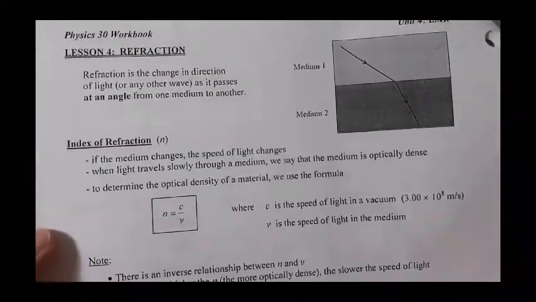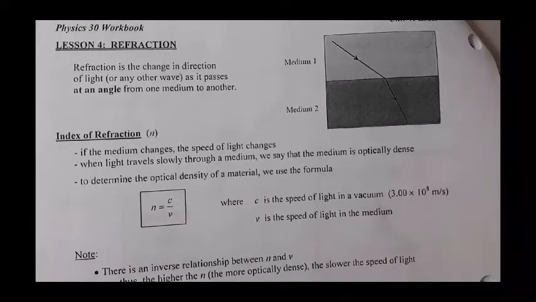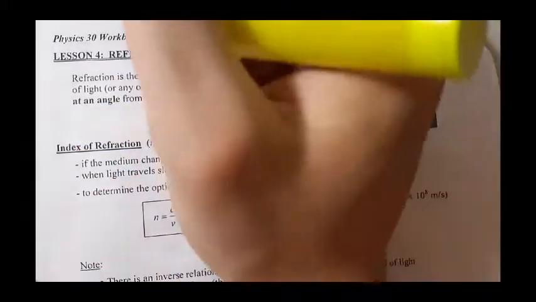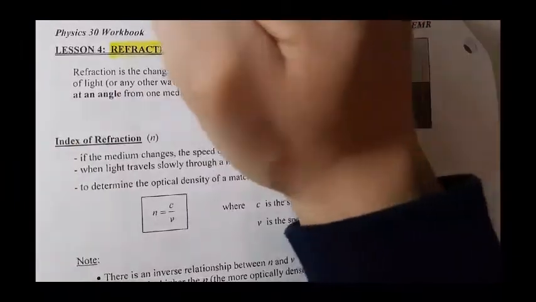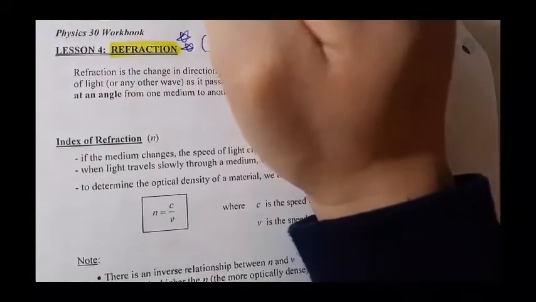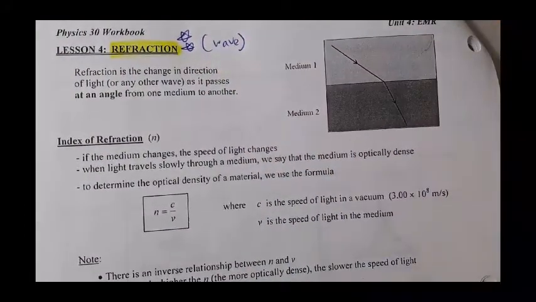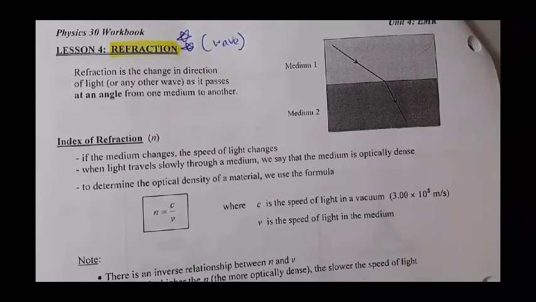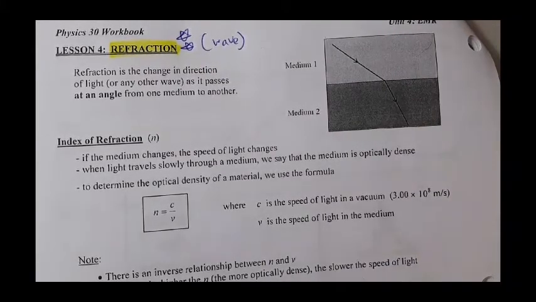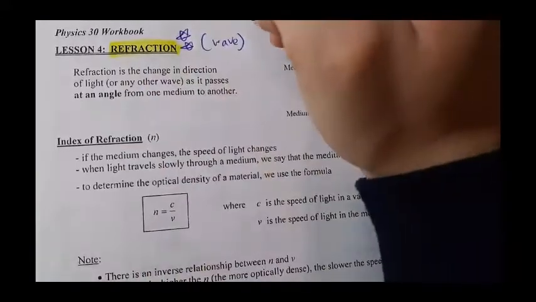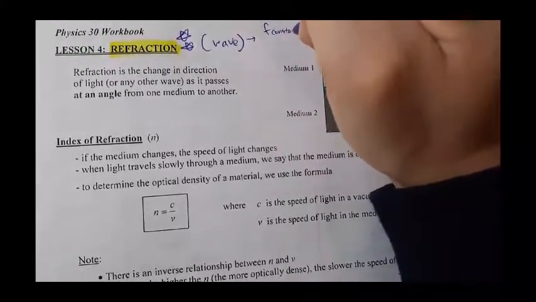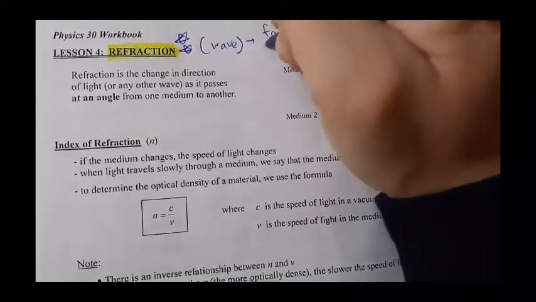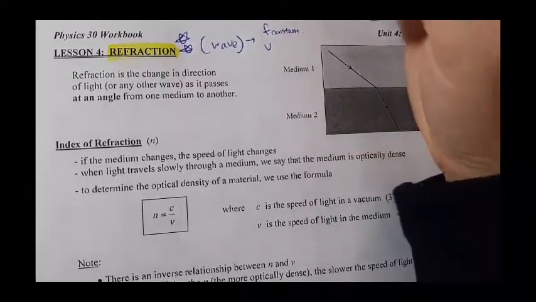Let's go to Physics 30. Lesson number 4, refraction. Now, refraction, things are quite tough. This is a perfect trait for waves. Now, if you guys remember, waves have the same, constant frequency. However, the speed of a certain wave can change.